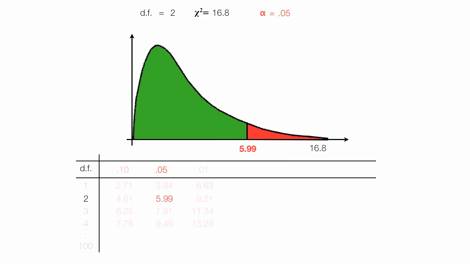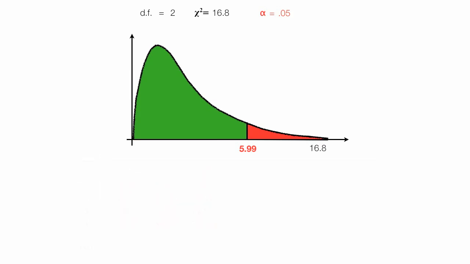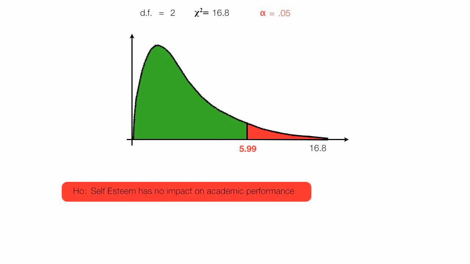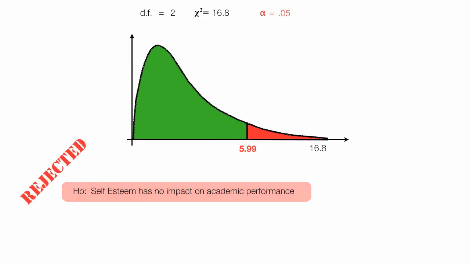So obviously 16.8 is much larger than 5.99, and so I can conclude by my initial hypothesis, self-esteem has no impact on academic performance. I reject that notion. I don't necessarily conclude that it does, I just reject this null hypothesis.